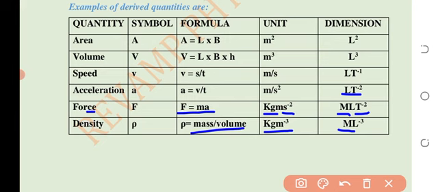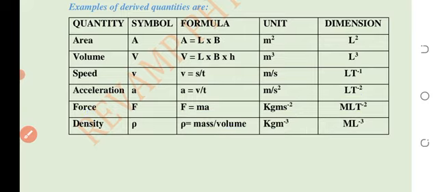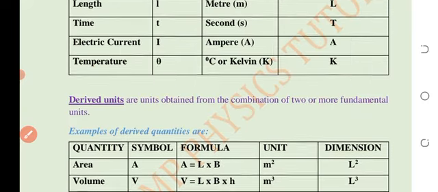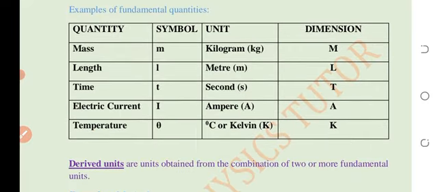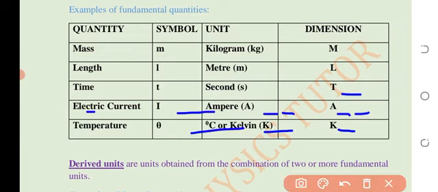The dimension will be capital letter M per capital letter L cube. So take note of that. Anything that is measured in meter has a dimension of capital letter L. Anything that is measured in kilogram has a dimension of capital letter M, and anything that is measured in seconds has a dimension of capital letter T. Let's take note of that.